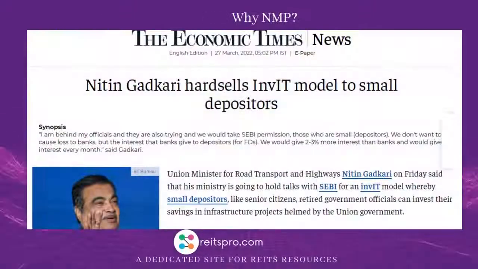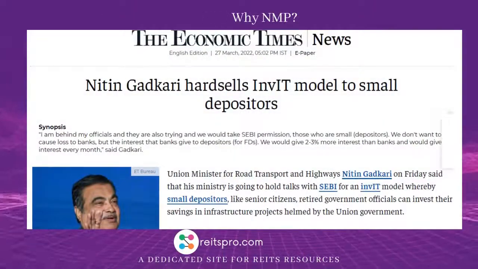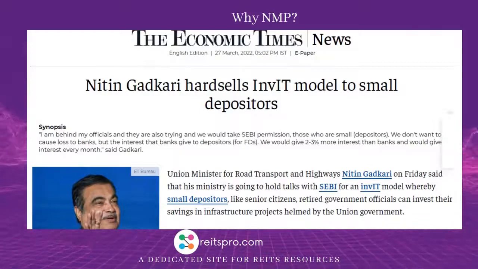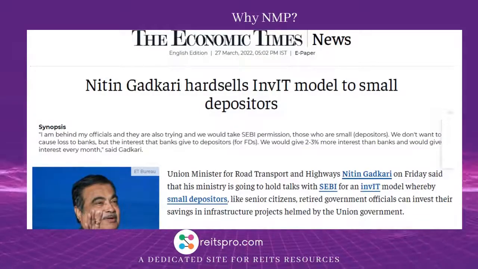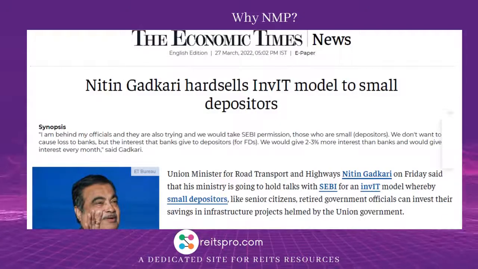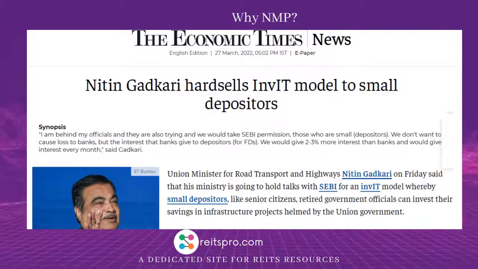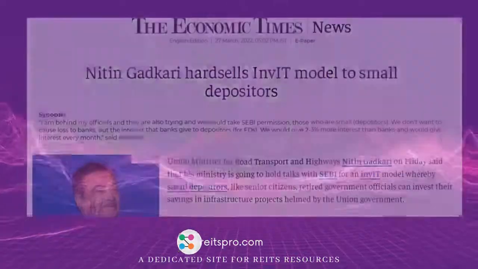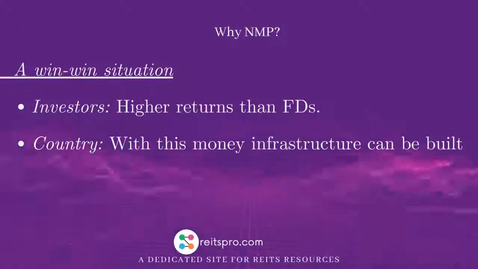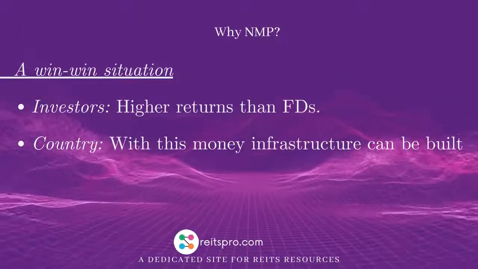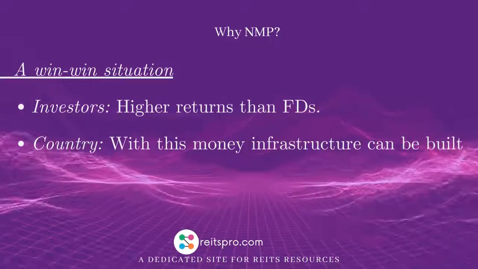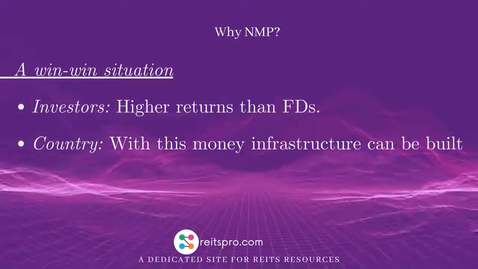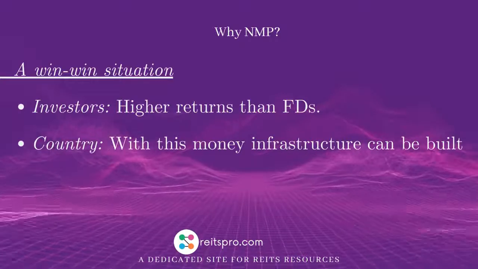So what is the use of the National Monetization Pipeline? It basically offers a win-win situation to both the investors as well as the country. What investors get is much higher returns than FDs, and it is extremely suitable for senior citizens and retired government officials to invest therein. Secondly, the country can, with all this money, build infrastructure that would be great for the coming generations.